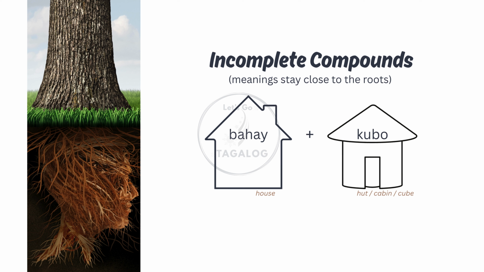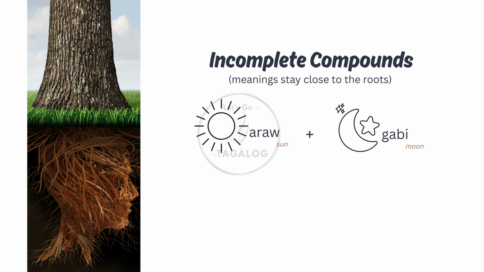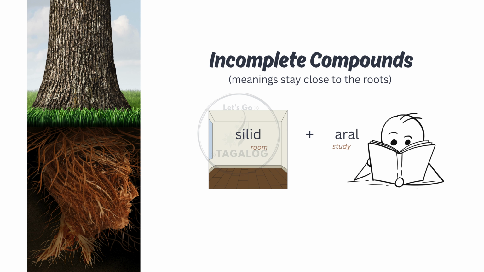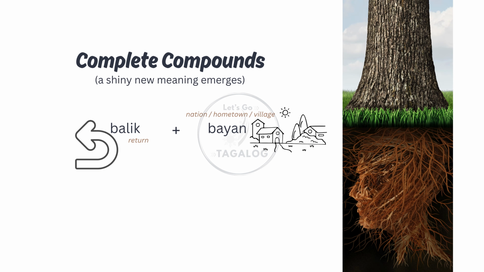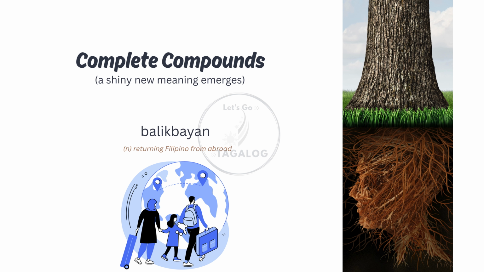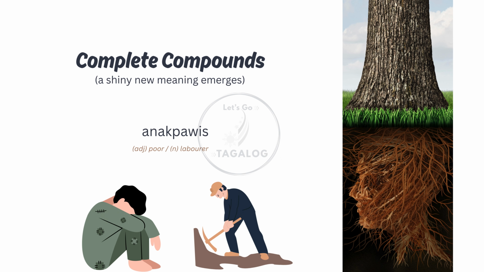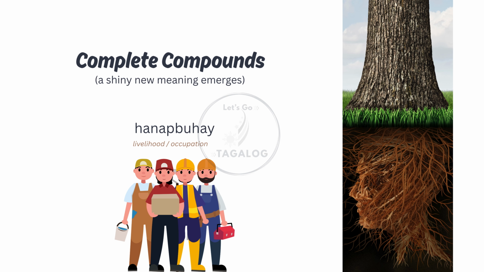Here are some combos. Incomplete compounds. Bahay plus kubo equals bahay kubo. Araw plus gabi, araw-gabi. Silid plus aral, silid-aralan. Complete compounds. Balik plus bayan, balik-bayan. Anak plus pawis, anak-pawis. Hanap plus buhay, hanap-buhay.